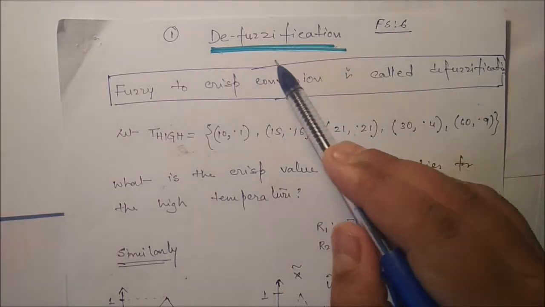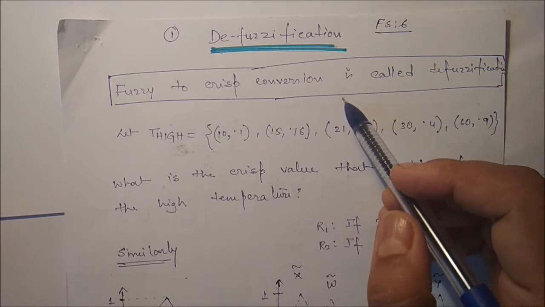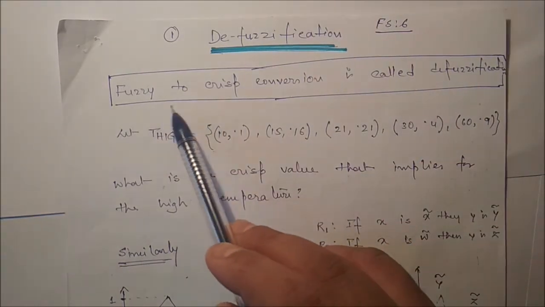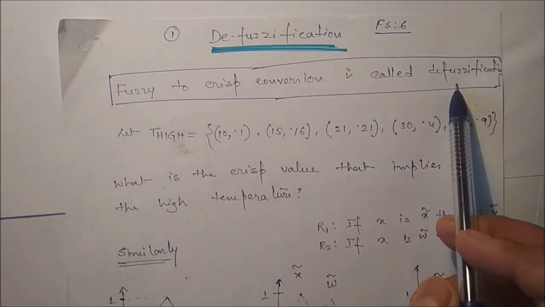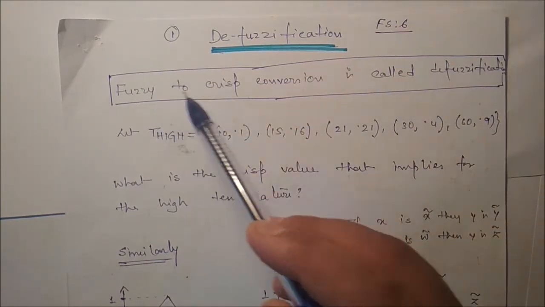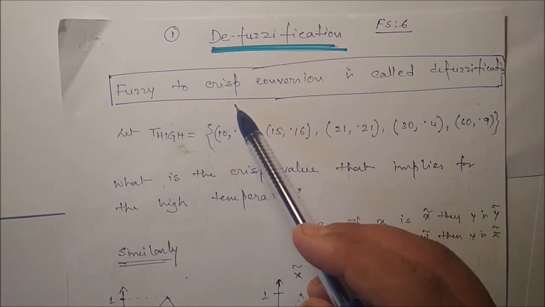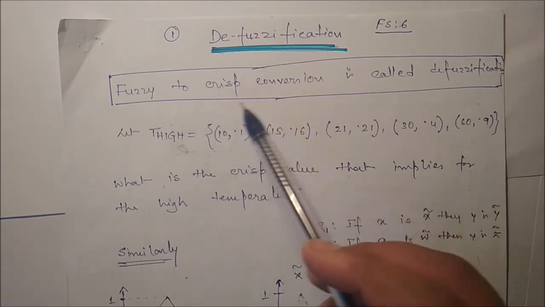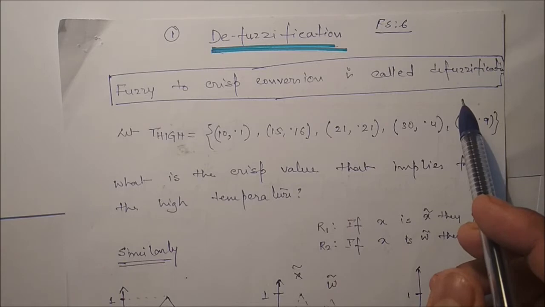In this video we'll discuss defuzzification. So what is defuzzification? Fuzzy to crisp conversion is called defuzzification. So we have a fuzzy input. Now sometimes we need to convert it into crisp output. In that case we have to apply defuzzification.